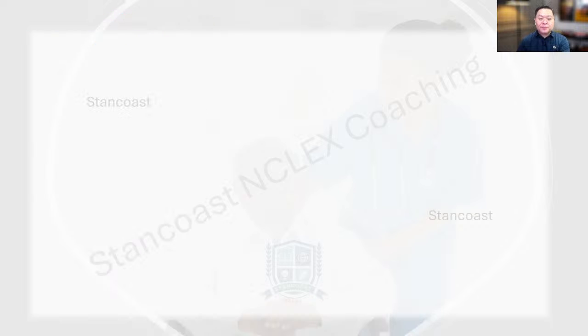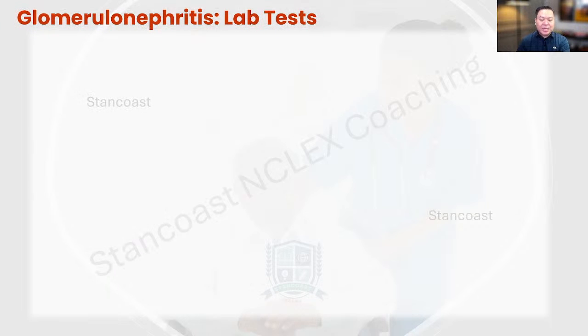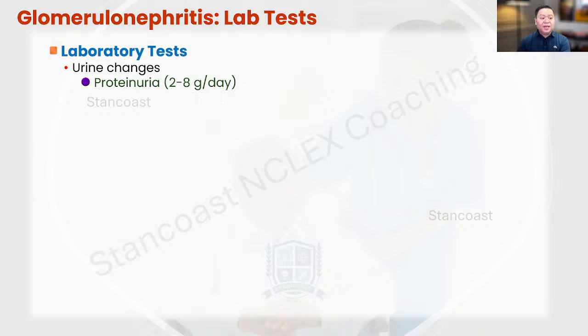Now we're going to talk this time about the laboratory testing, and some of this testing will probably mirror what I have said already. One of those is, again, urine changes. There will be hematuria. There's also going to be proteinuria, which is a big deal. So the protein leaking into the urine amounts to 2 to 8 grams per day. Imagine that. That is a lot of protein being lost.